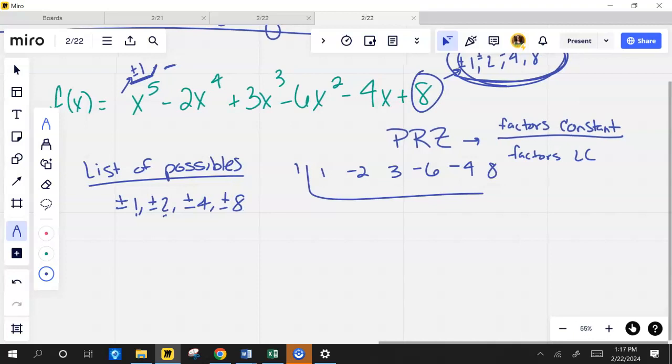Okay, so let's start with the positive 1. So when I do this, I should get a remainder of 0. That's how I know it's a factor or a 0. All right, so I get 1, 1, negative 1, negative 1, 2, 2, negative 4, negative 4, negative 8, negative 8. I should have 5 zeros actually altogether. But some of them might be imaginary, I don't know.